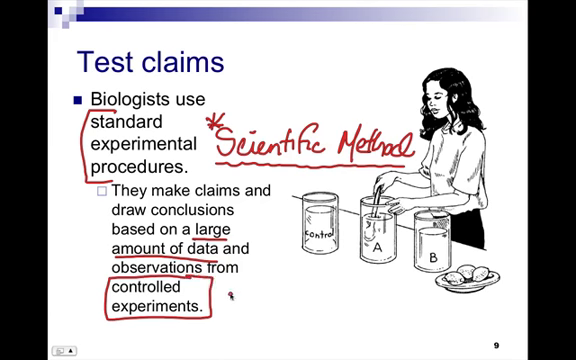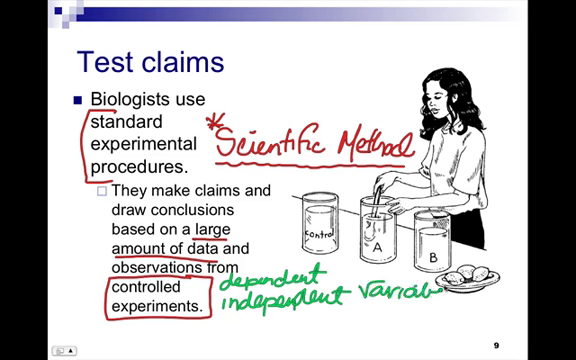And when we talk about controlled experiments, we are talking about dependent and independent variables. So we're going to talk about this particular thing more in depth, the controlled experiments, in our next section, section 1-3.